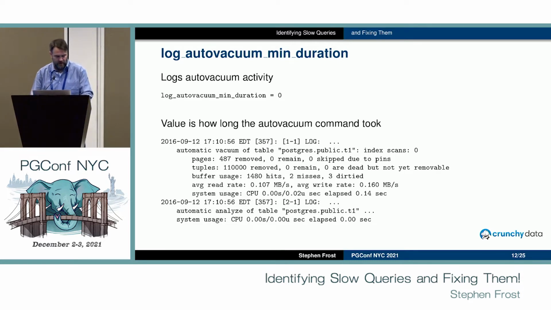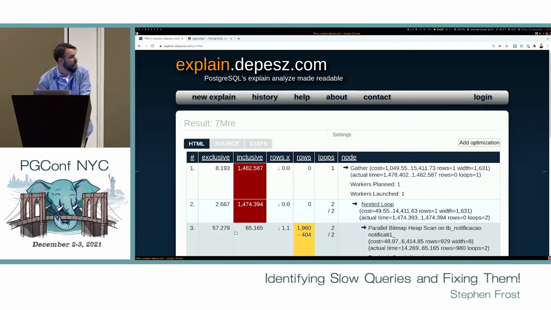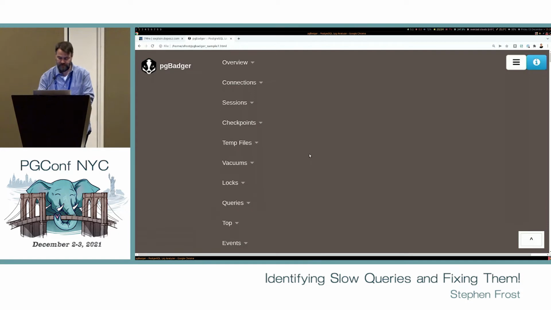So that's a lot about how to identify slow queries using logging. What are you going to do with that, though? Well, one of the things that you can do, once you've got all of this information in your log files, is run a tool such as pgBadger and generate some really fancy reports with it. I like talking through some of the reports that pgBadger shows. Let me see if I can bring this up.